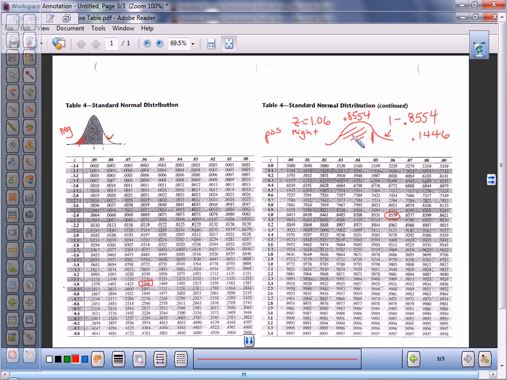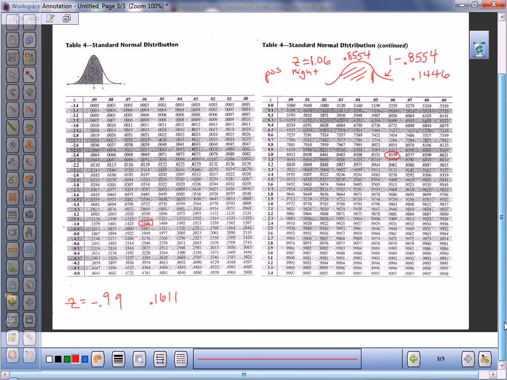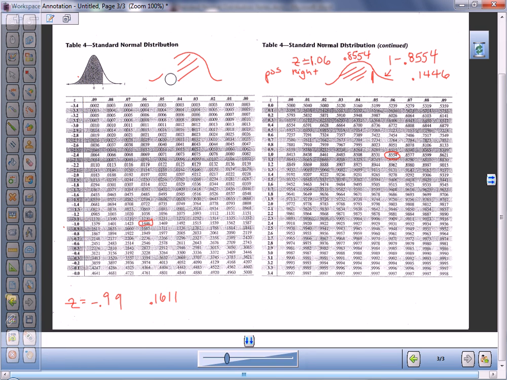Okay, let's take a look at the last one. Find the area under the curve between these two. What we'll do is find the greater area and take away the smaller. So we're going to find the whole area to here and then take away the part we don't need, so we're just left with that middle part that we do need. Let's take a look at this particular one.